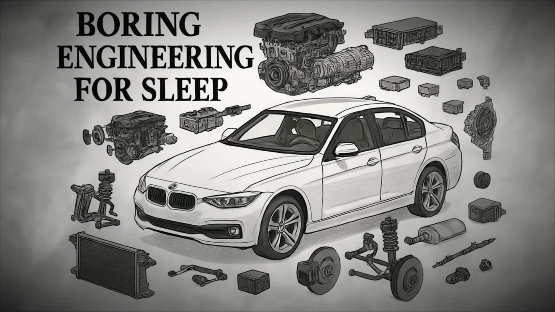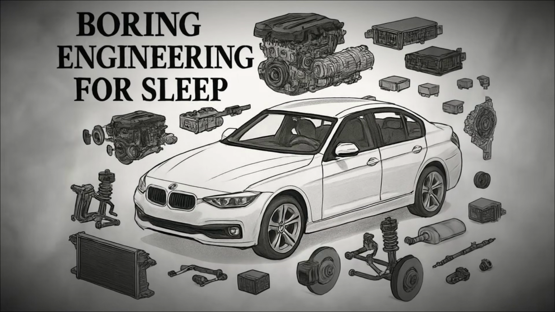The brake system of a car is one of the most important safety features, as it allows the driver to slow down or stop the vehicle reliably under a wide range of conditions. At its simplest, the brake system converts the kinetic energy of the moving car into heat energy through friction, and it must do this repeatedly, predictably, and without failure.